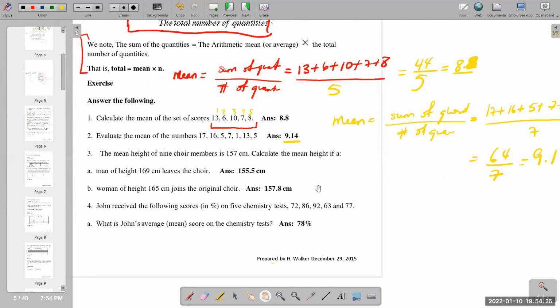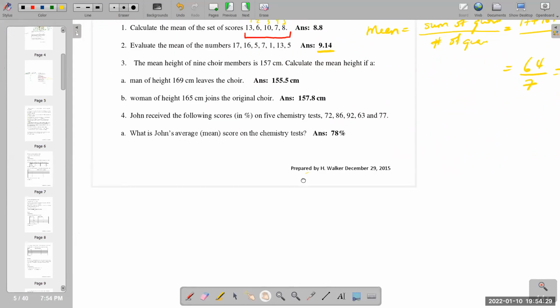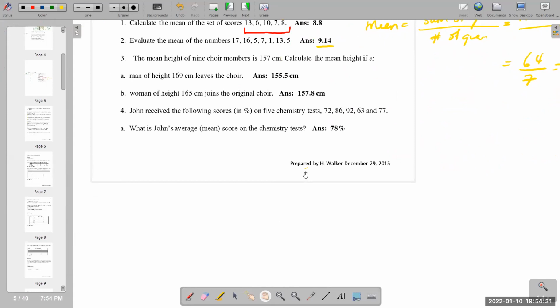Now, let's look at this next question. This is where the thinking comes in. The mean height of 9 choir members is 157.